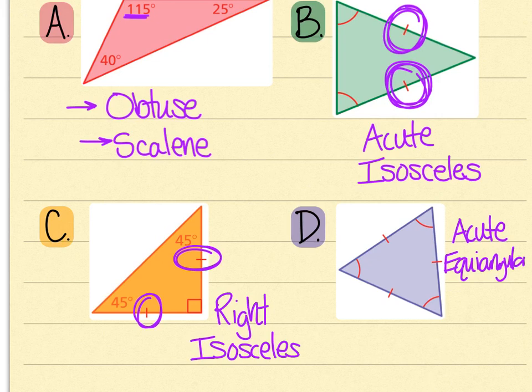Equiangular. Handwriting's kind of sloppy there. And then all three sides are the same as well. So not only is it equiangular and all three angles are equal, you can see the little angle marks showing that these three angles are all the same, but the three sides are equal. So it's equiangular and equilateral.